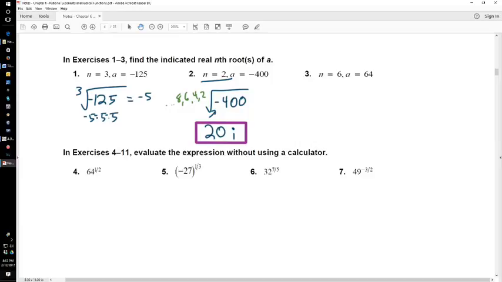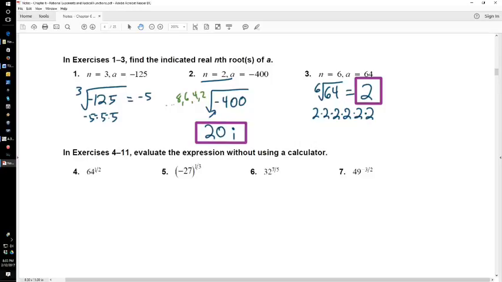All right, third one. If you haven't paused and tried it yourself yet, go ahead and try it yourself. I want the 6th root of 64. Pause. Okay, so if we want the 6th root of 64, what times itself 6 times is 64? It's 2. 2 times 2 is 4, times 2 is 8, times 2 is 16, times 2 is 32, times 2 is 64. So therefore the 6th root is 2.